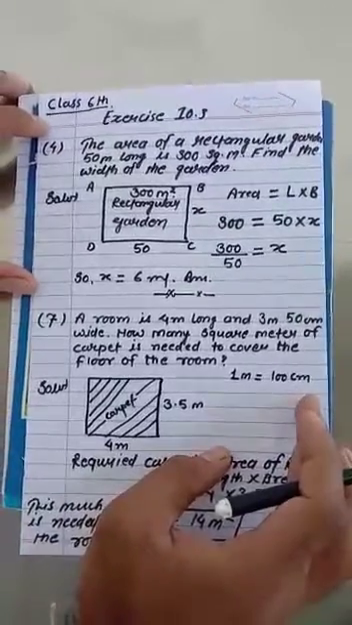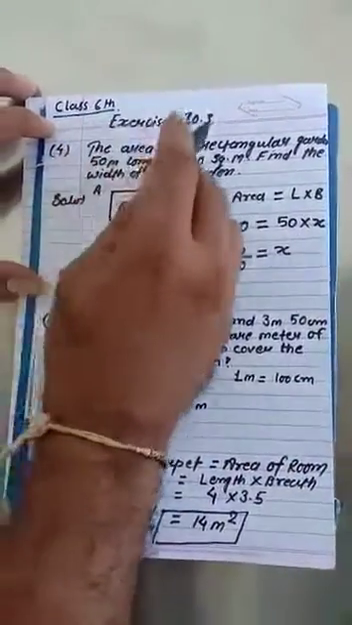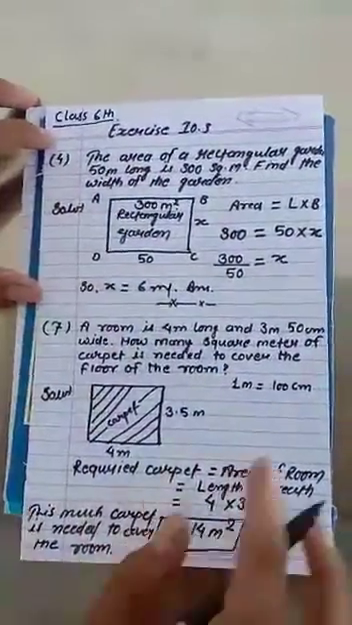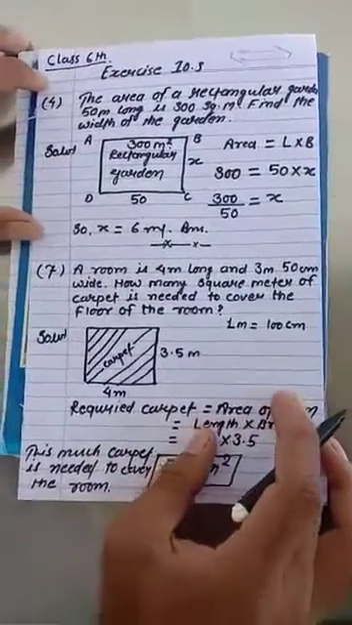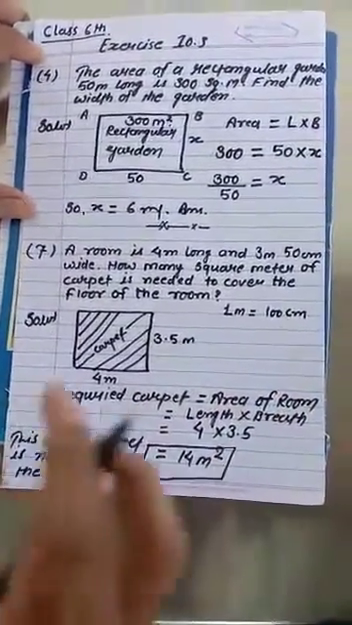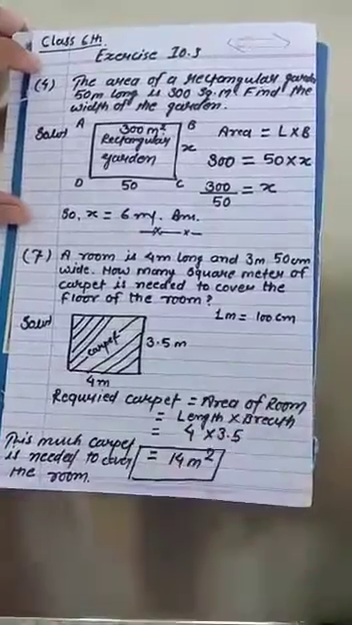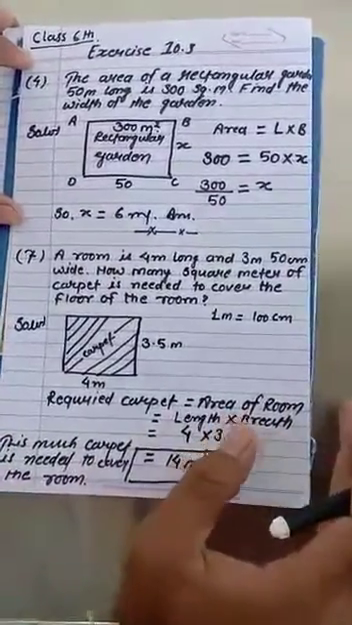Hello everyone. Today we are going to solve the exercise 10.3 of class 6, that is mensuration. In this chapter we'll discuss questions related to area and perimeter, and how we can use them.